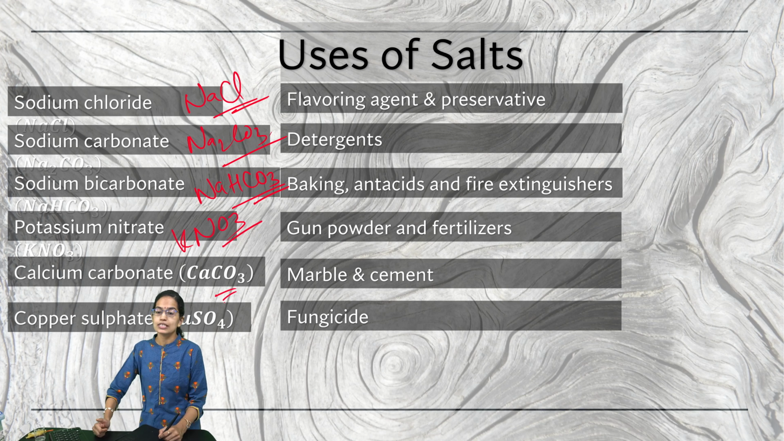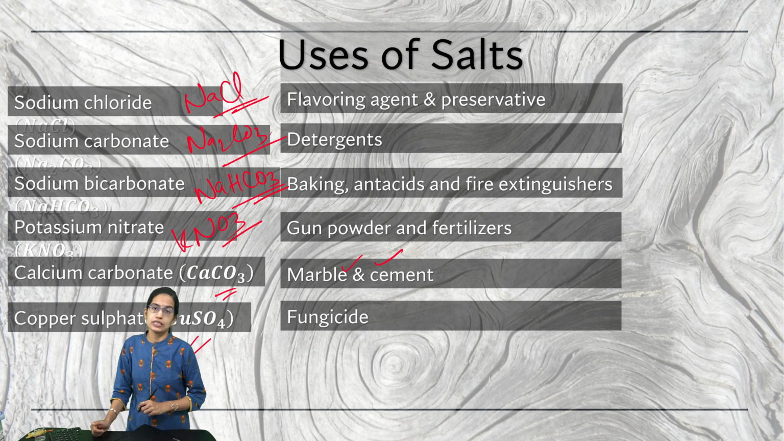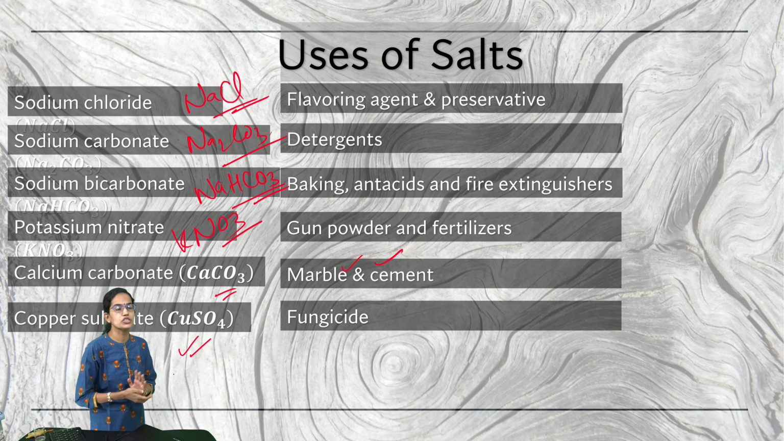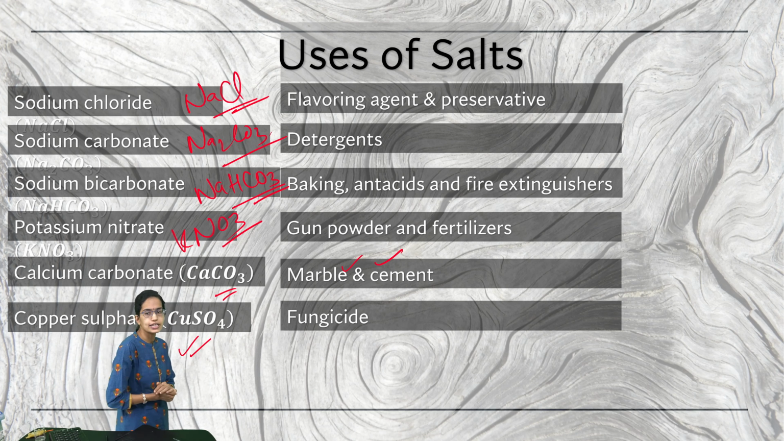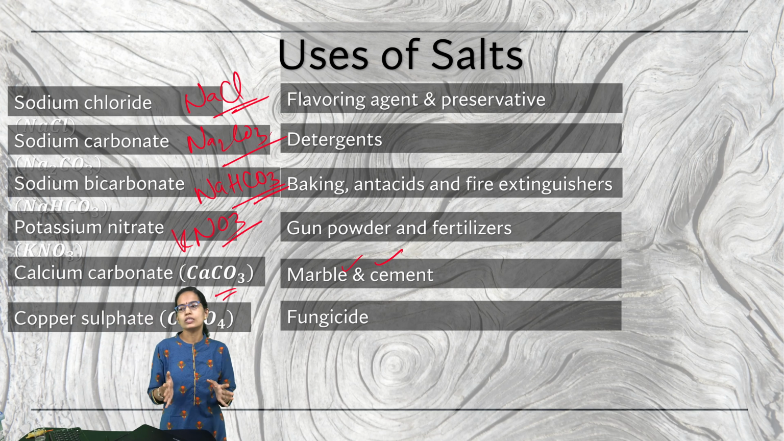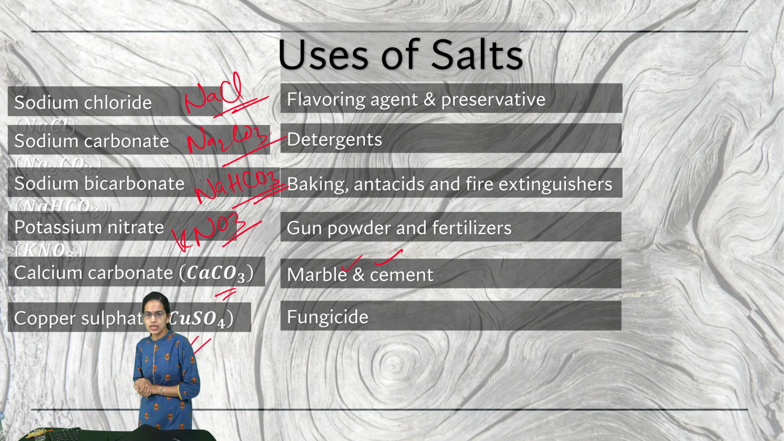Calcium carbonate, slaked lime, we use slaked lime to form the calcium carbonate, is the salt obtained from slaked lime. So marble and the formation of cement would be where calcium carbonate is used. And then we have copper sulfate. Copper sulfate is a salt which is commonly used as fungicides. So these are some of the common salts and their uses that we understand.